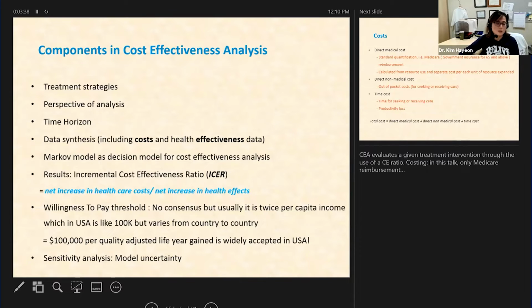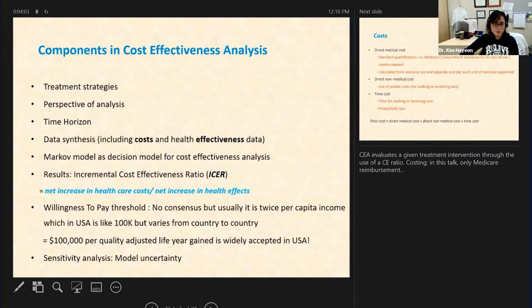Also data synthesis. We have to gather all the best possible data for the cost and effectiveness data, which more likely means quality of life data from the patient. Also, a decision model has to be set up. The decision model cannot just be written on your own. You have to use a certain decision modeling software tool, so there is a little bit of coding involved.